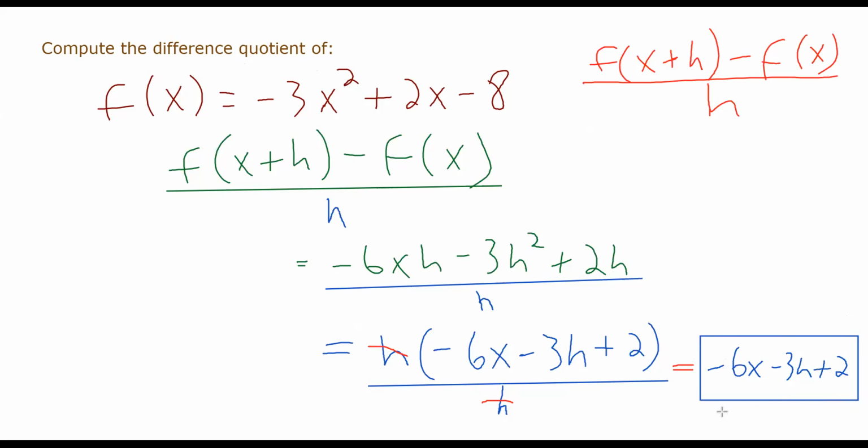If you were taking calculus, you would go one extra step. You would take what we call the limit as h approaches 0, and that would actually make this thing disappear, this middle 3h here. And the leftovers, negative 6x plus 2, would actually be called the derivative of this function here. The derivative.